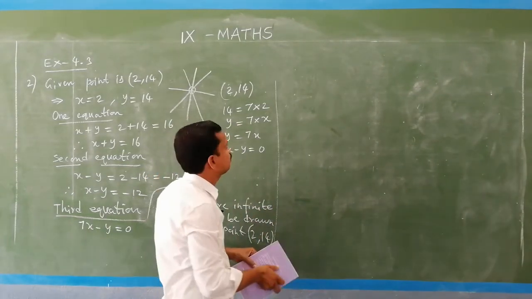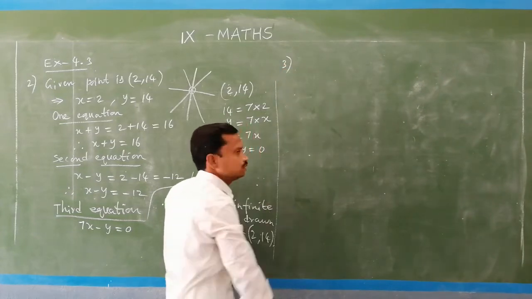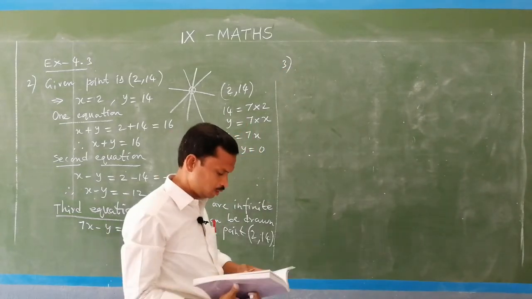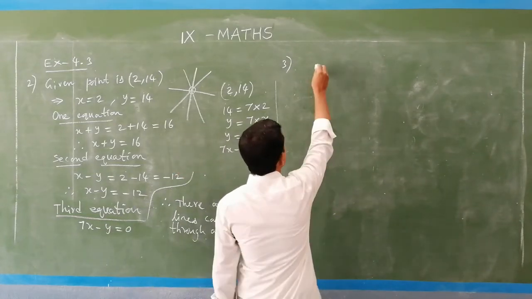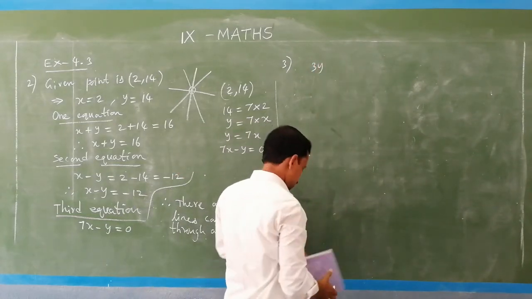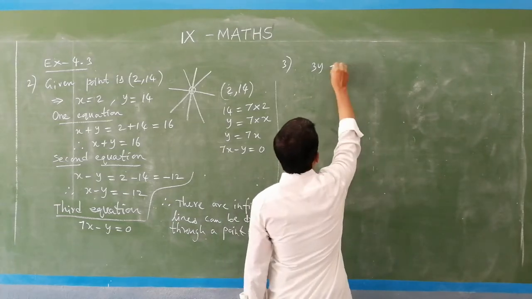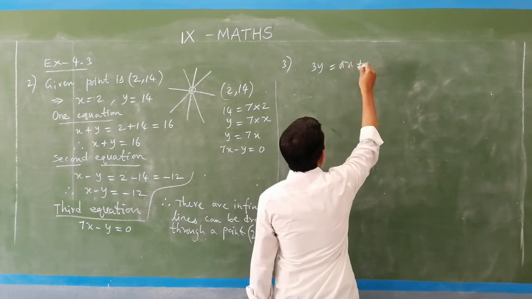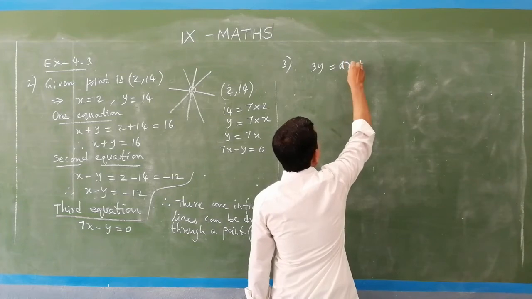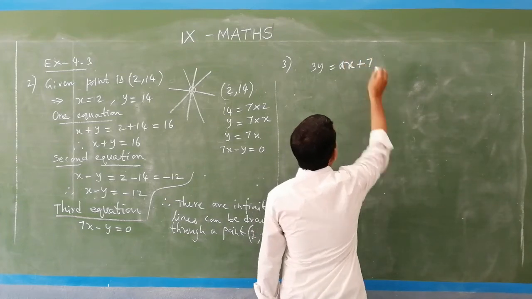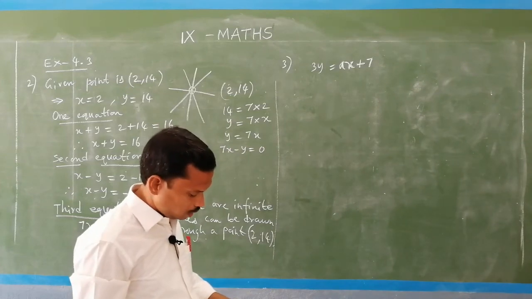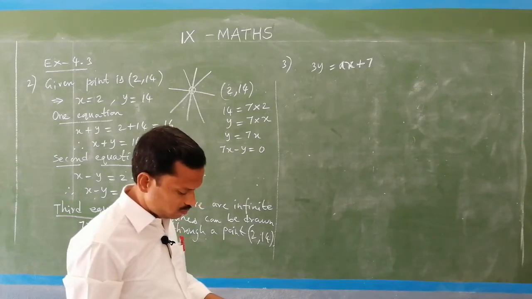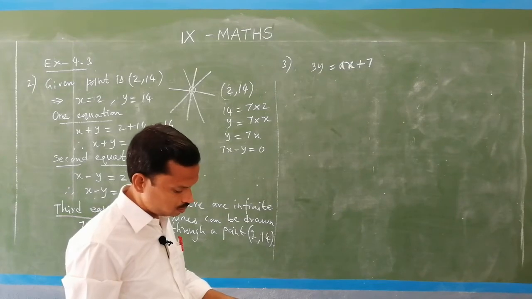If the point 3 comma 4 lies on the graph of the equation 3y equal to ax plus 7. So the given equation is 3y equal to ax plus 7, and they are asking to find the value of a, and the point is 3 comma 4.